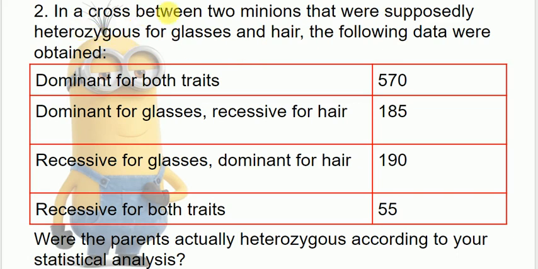So we have a cross between two minions that are supposedly heterozygous for both glasses and hair. And this is the data that we observed. So this whole column right here is the observed data. Okay, so make sure that you have that. And if you want to write this stuff down as we identify it, that's entirely up to you.